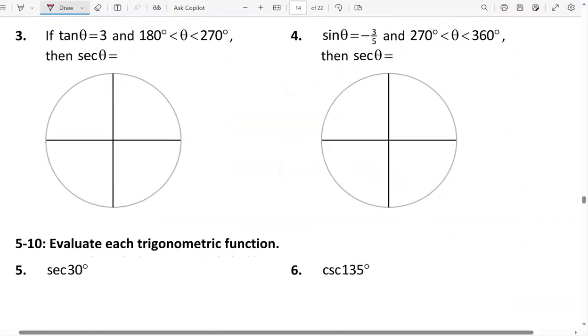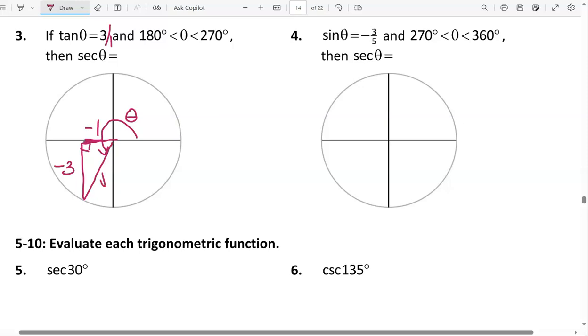Moving on to number 3, tangent of theta is 3. Remember, as a fraction, 3 is 3 over 1. And theta is an angle between 180 and 270. So I'm going to draw a picture of an angle in standard position that lies between 180 and 270. And if tangent of theta is 3 over 1, that means our opposite side is -3, adjacent is -1, because remember they both have to be negative in quadrant 3.